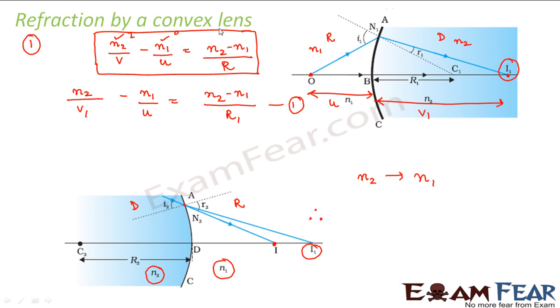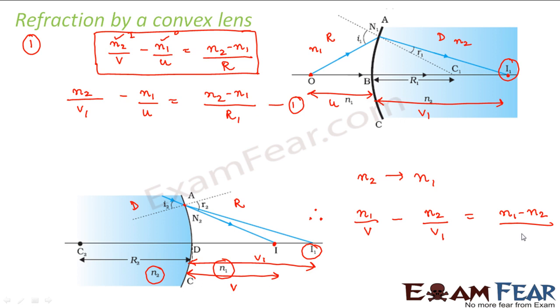Therefore this expression will become n1 by v, where v is the image distance of the final image. This is v. So this minus n2 by u. What is u? The object distance in this case is v1, right? So v1 is equal to n1 minus n2 divided by R2. But in this case, R2 lies on the negative side, so this will be minus R2.